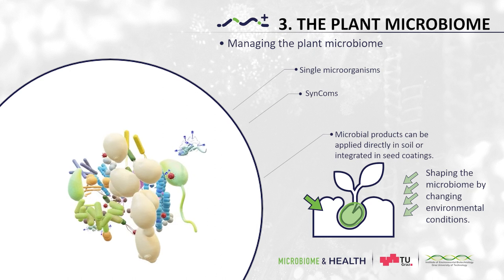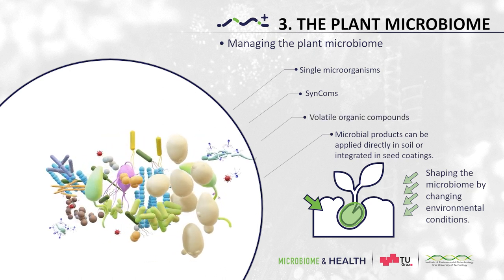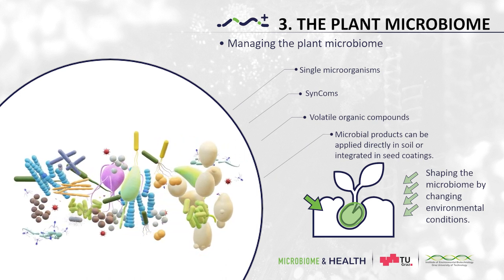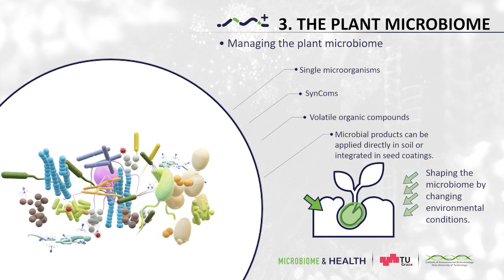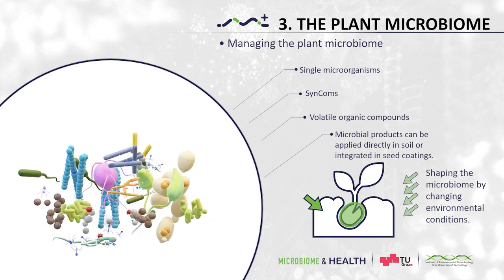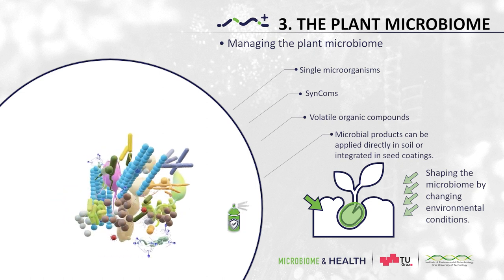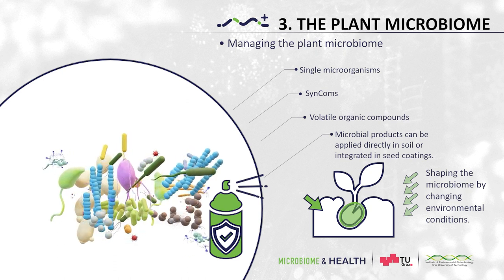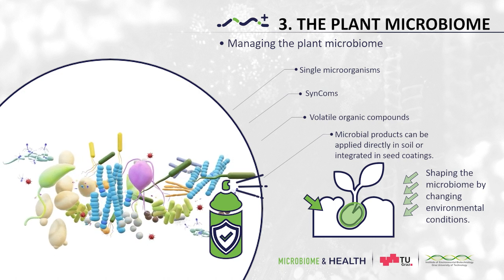Another option is the application of microbial volatile organic compounds. Such metabolites are produced by microbes to communicate with the plant or to suppress plant pathogens. Volatile organic compounds can also be captured from the producing microbes in the lab and are afterwards applied on fields. Lastly, we can also indirectly shape the microbiome towards a plant beneficial composition by changing environmental conditions.